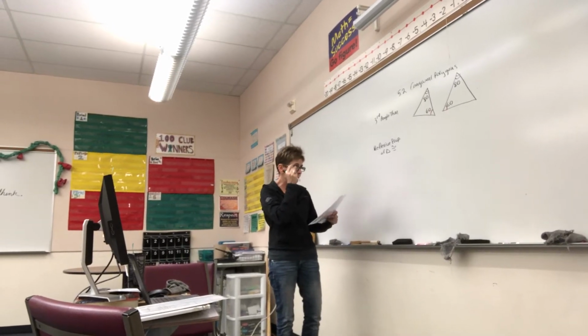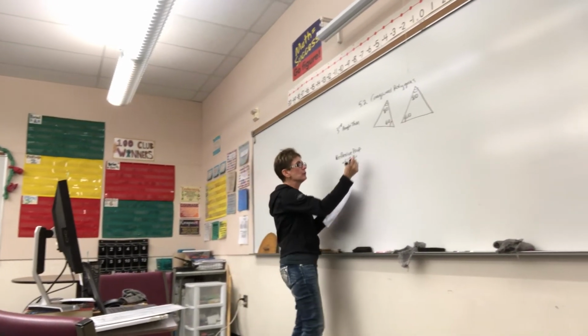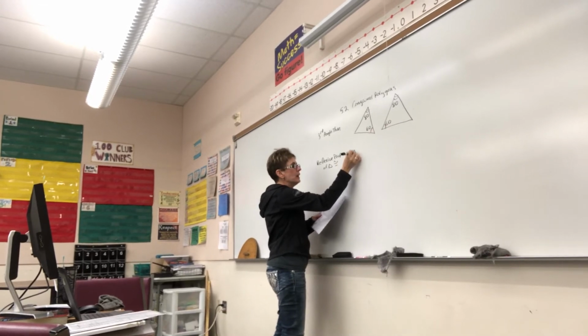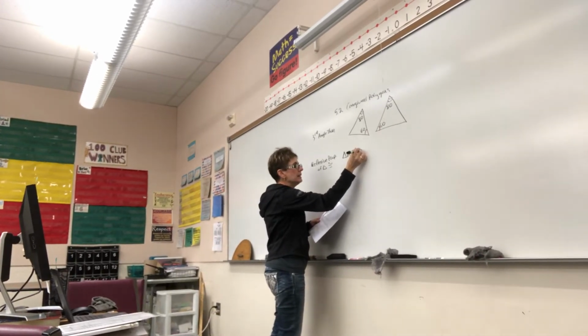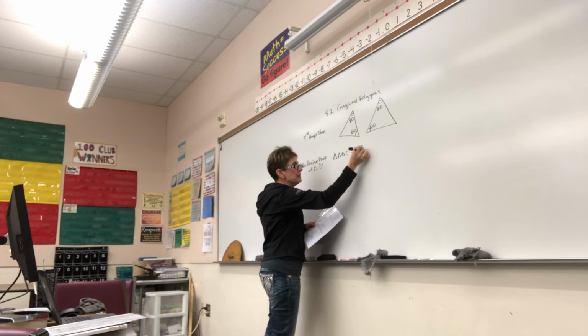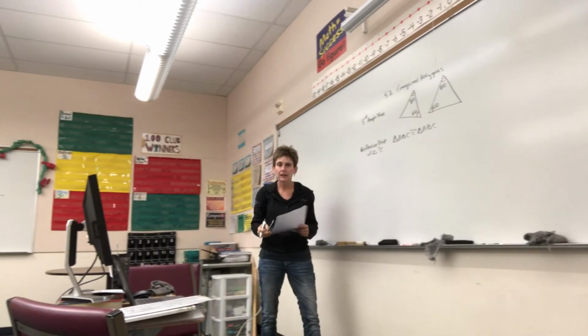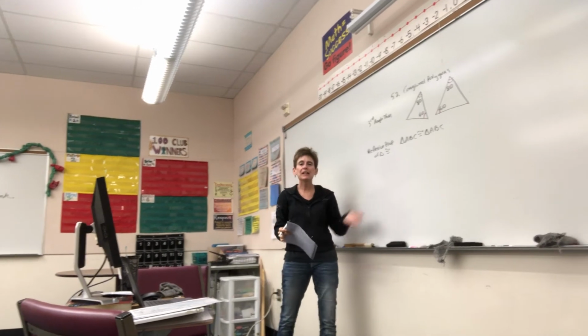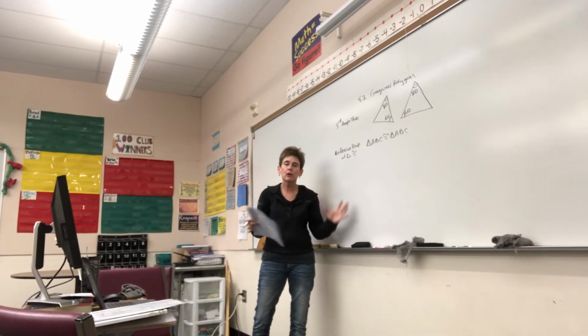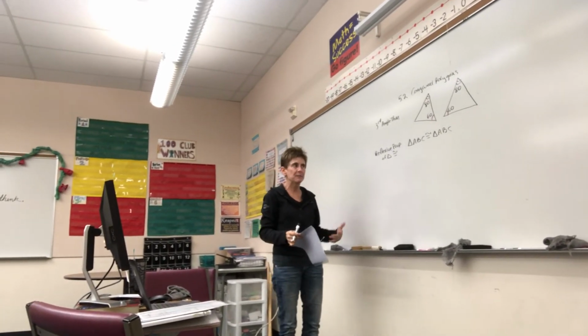So the reflexive property of triangle congruence tells us that triangle ABC is congruent to triangle ABC. I know that sounds completely obvious, but we can sometimes use this when we're making proofs as part of a larger step of statements that we're making.